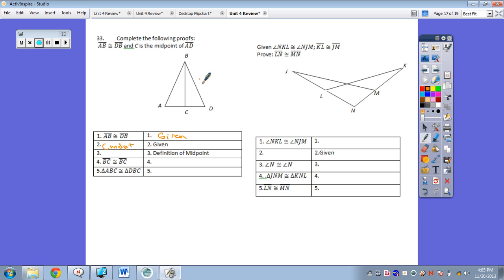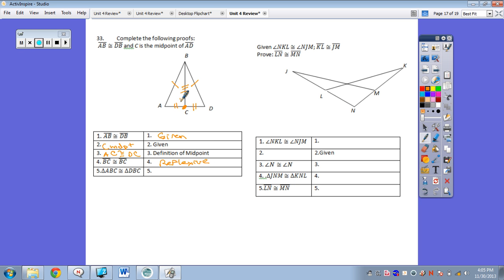Okay, so now we need to take the given and mark it on our picture. So AB is congruent to DB, AB is congruent to DB, C is the midpoint of AD, so that means I know that AC is congruent to CD, because of the definition of midpoint, that's a step in our proof. So I know AC is congruent to DC. What else do I know from this picture? That this side BC is shared in both triangles, so it's congruent to itself, so that's the reflexive property. So BC is congruent to BC by the reflexive property.